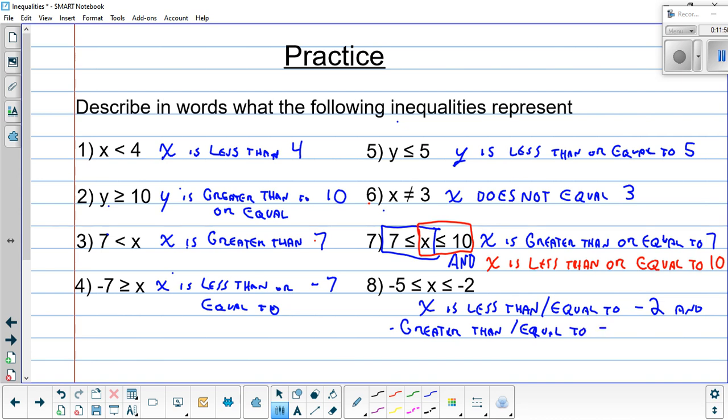So, right. We will look at this further when we get to representing these on graphs and what we can actually work with inequalities. But for now, we're just going to stick to working with a single inequality and work our way up.